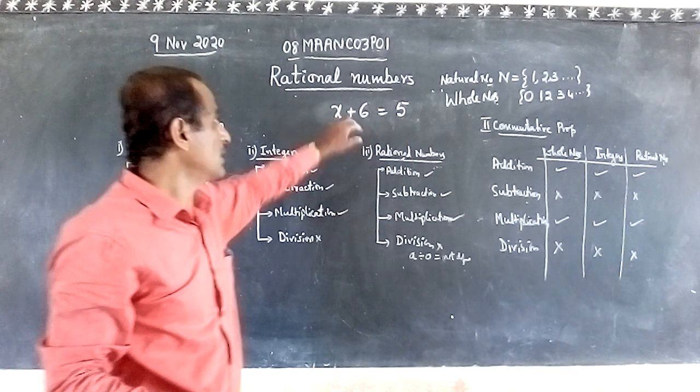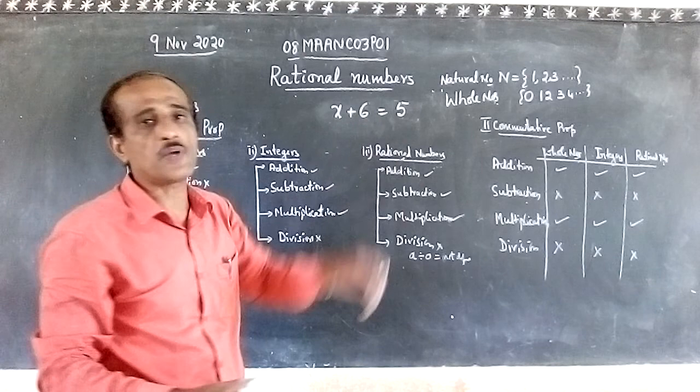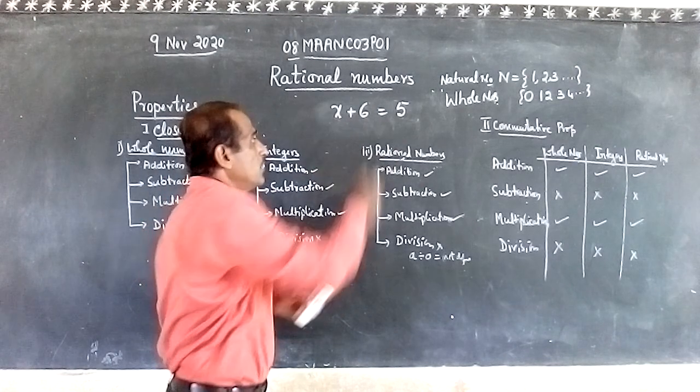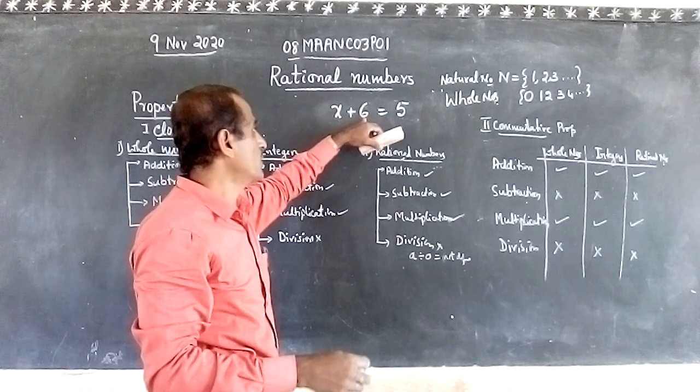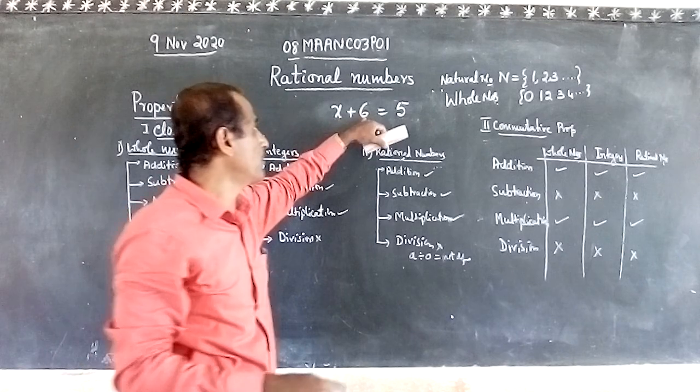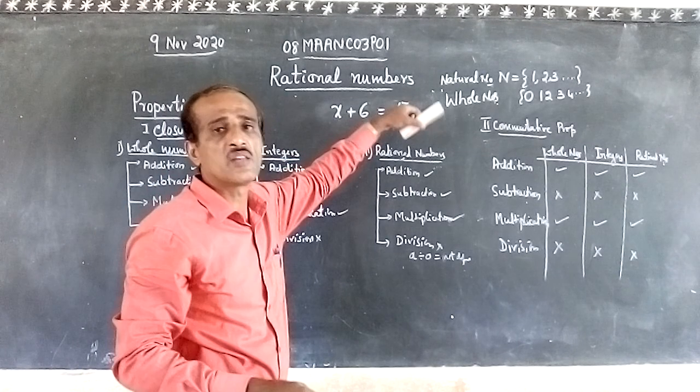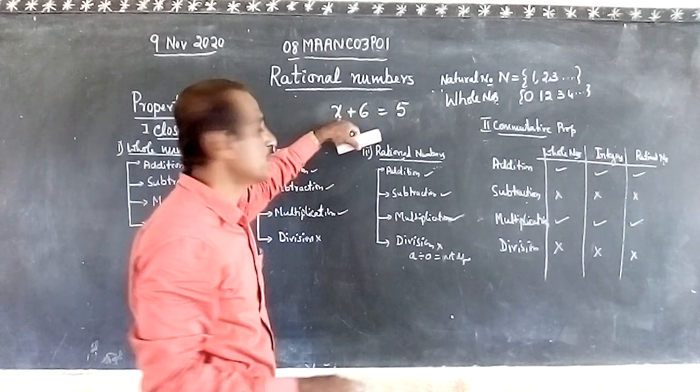Look at this equation: x plus 6 is equal to 5. What value of x makes it 5? Some number, if you add 6 to it, you will get 5. So it must be a smaller number, a negative one.